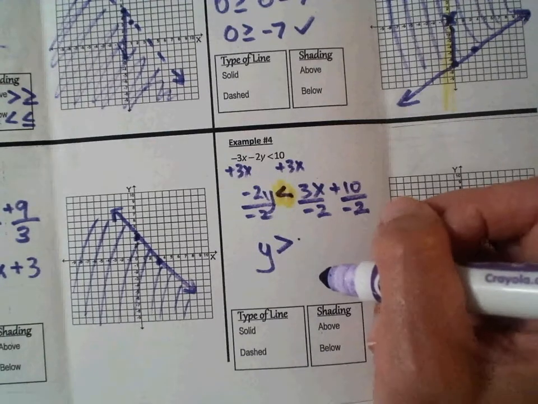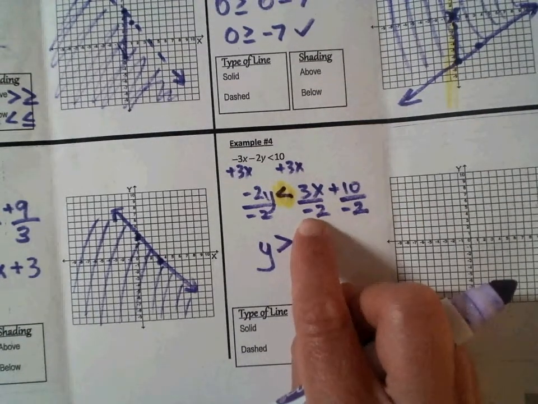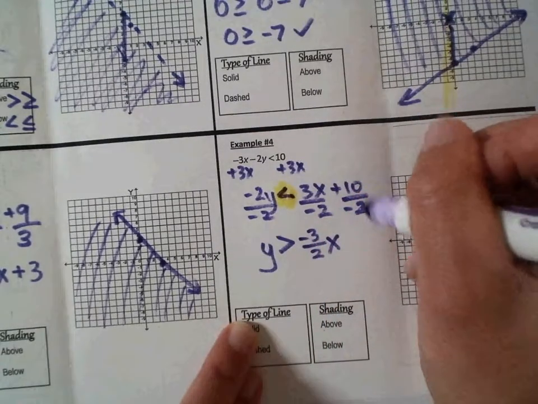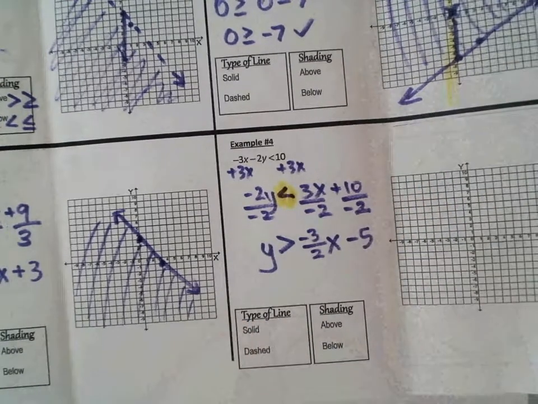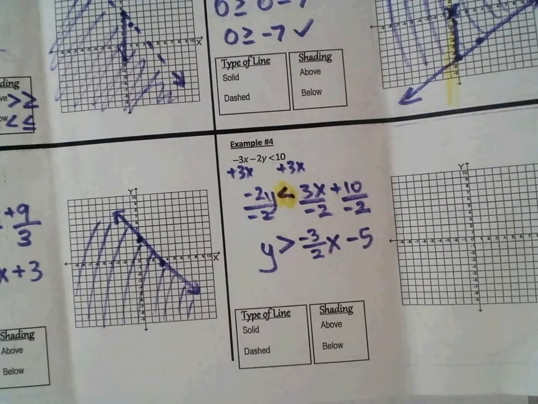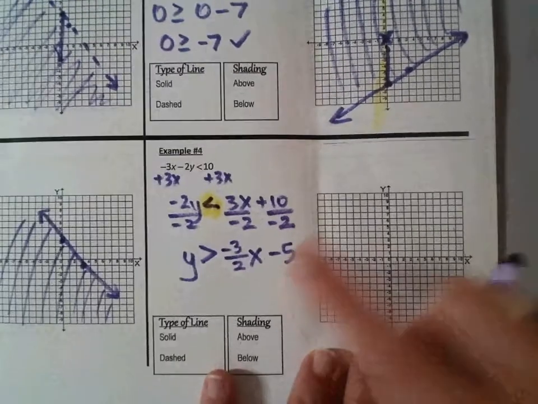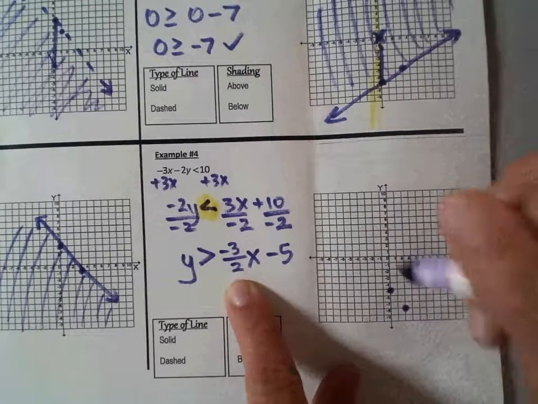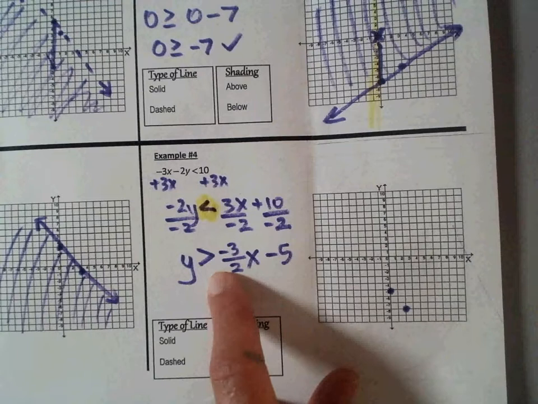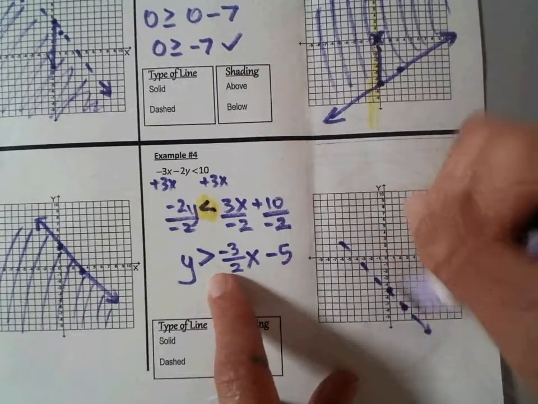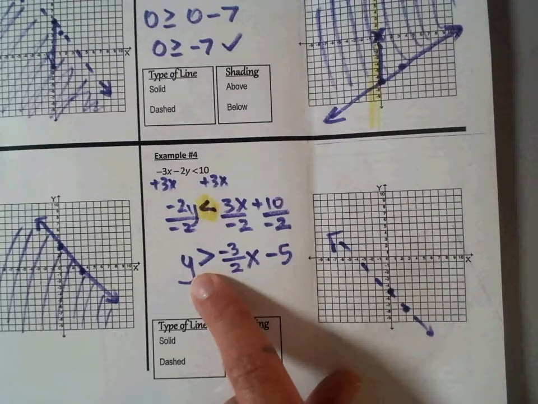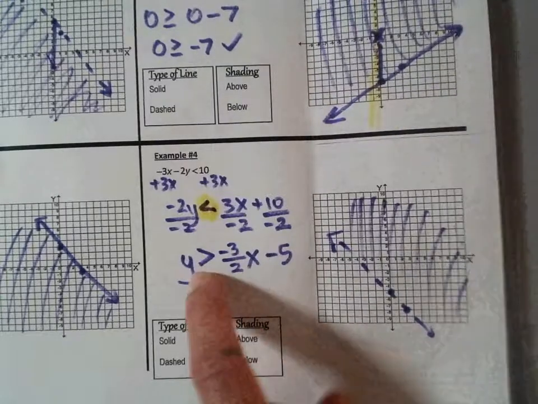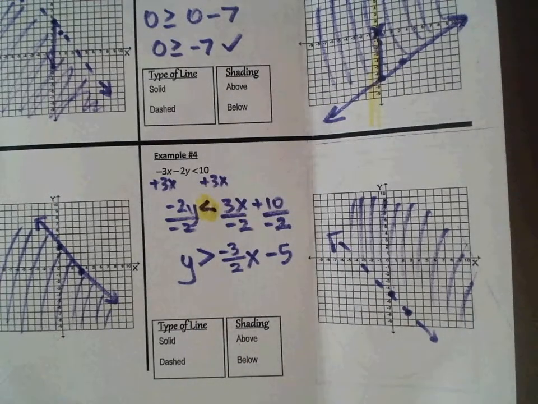Does 3 divided by negative 2 simplify? The only thing I would do is move the negative where? Up. So it's going to be negative 3 halves x. And how about 10 divided by negative 2? Negative 5. Okay, there we go. So, negative 5. 1, 2, 3, 4, 5. Negative 3 halves. Down 3 to the right 2. Dotted. And what about your shade? Pencil goes on your y-intercept. Shade up or shade down? Up, above. That's that side of that line.